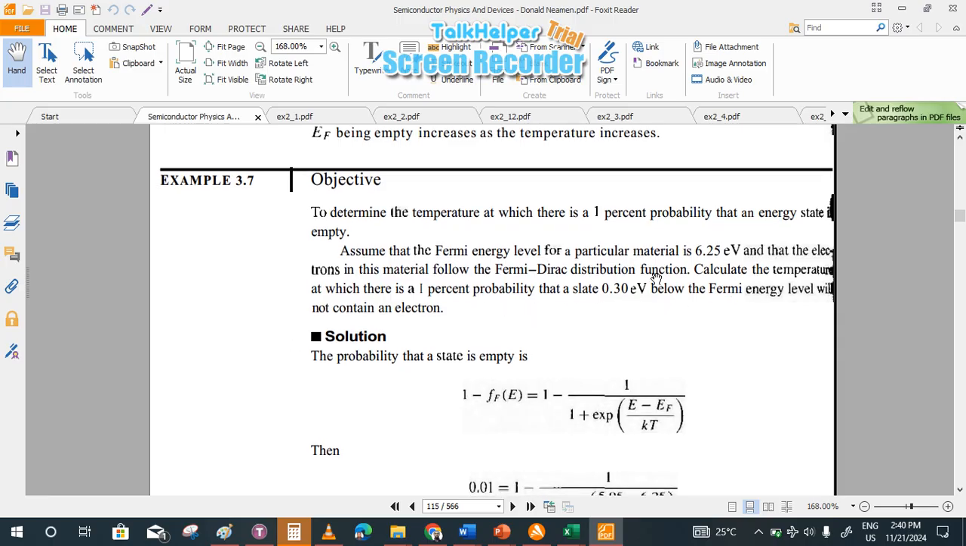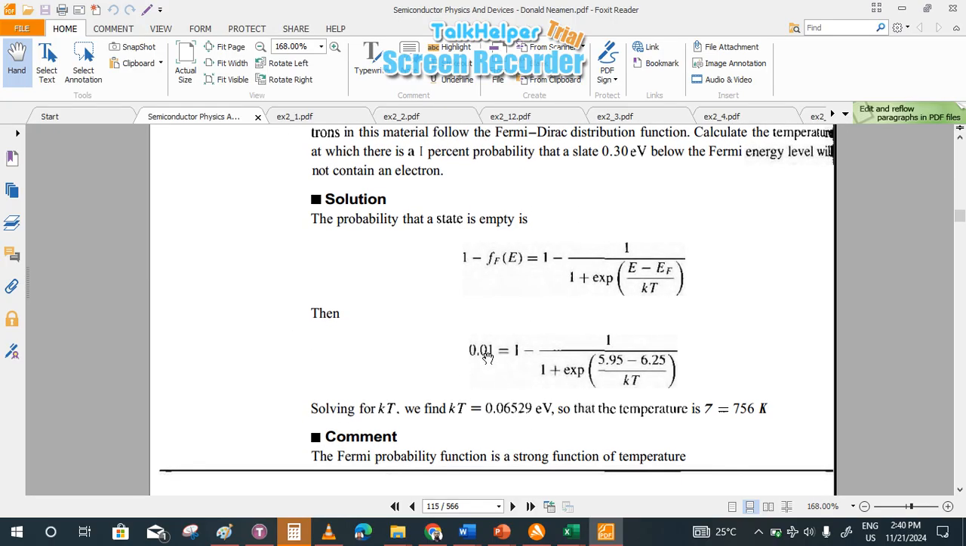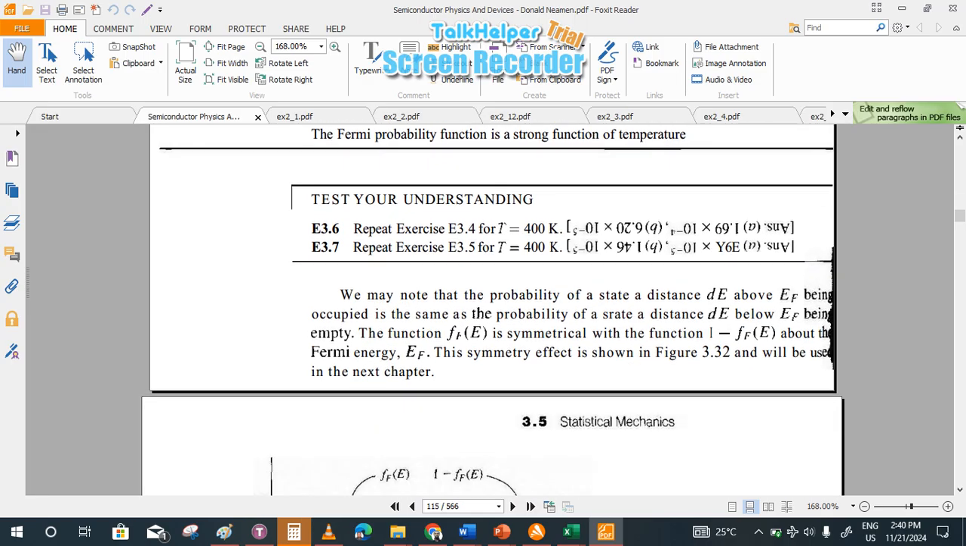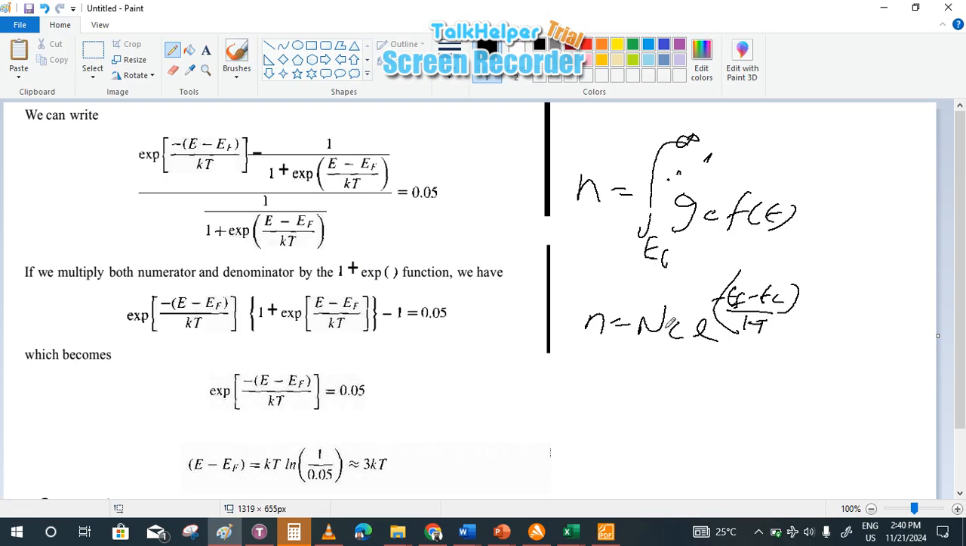Yeah, we have talked about this. This is 6.25. We've done this in class. So that's the probability of occupancy, and again, it tells us that the density of states times the probability of occupancy will give us the concentration of carriers. Now we look at the concentration of carriers.